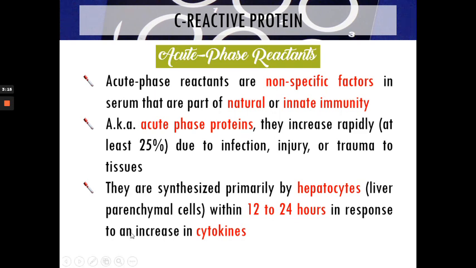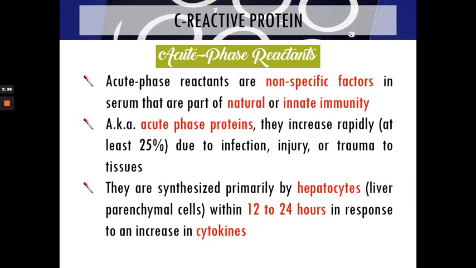So as you can see, medyo short lang, 12 to 24 hours mo increase dayon sila. But again, they do not increase if walay response, or walay increase, or walay directions from your cytokines. Diba? Recall what are cytokines? Your cytokines are chemical messengers. Diba? You'll have that also in your lecture.